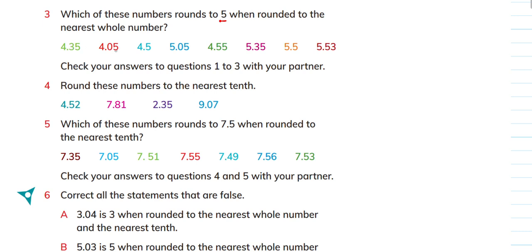This will round to what? Because first leaving is 0, so no effect. This will round to what? Because first leaving is 5. 5 add 1. So it means this will round. You will circle. This will round to 5.